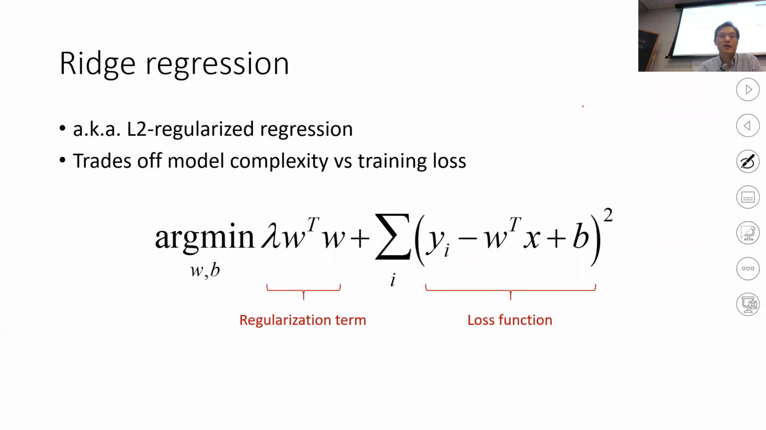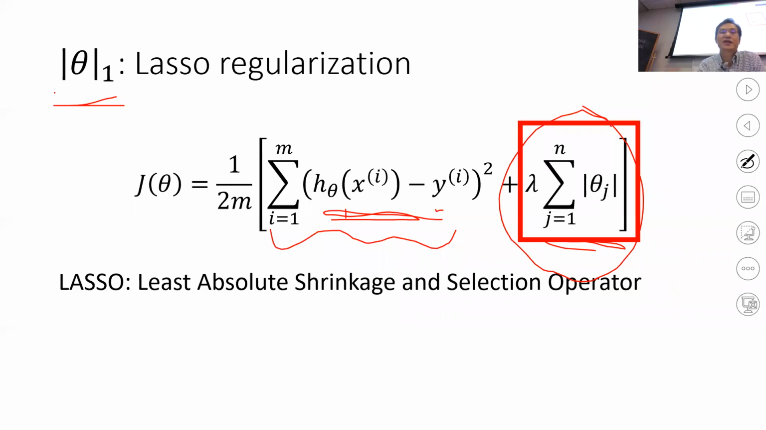Well, what is ridge regression? Ridge regression is very similar to lasso, just change the L1 norm to the L2 norm. That's it.